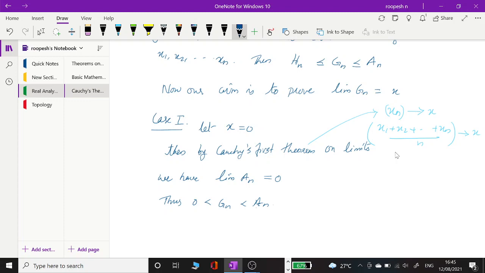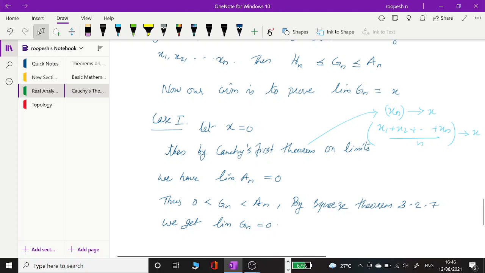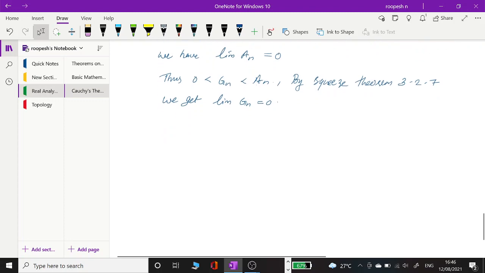Then what can we use? This An is equal to 0. Now, by Cauchy's theorem 3.2.7, we get limit of Gn equal to 0. So what you got? When x equal to 0, we are getting limit of Gn is equal to 0.